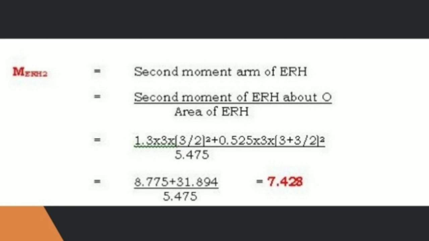MERH2 equals second moment arm about 0 over area of ERH, equals 1.3 times 3 times (3 over 2) squared plus 0.525 times 3 times (3 plus 3 over 2) squared, over 5.475, equals 8.775 plus 31.894 over 5.475, equals 7.428.